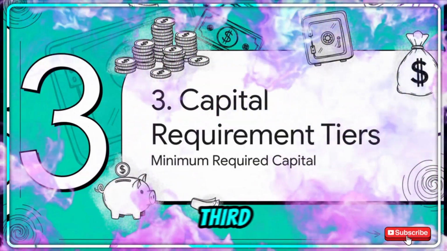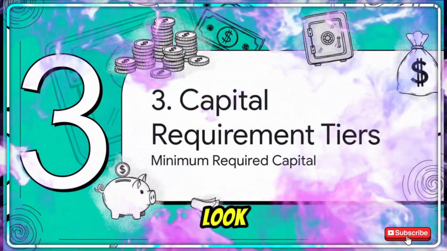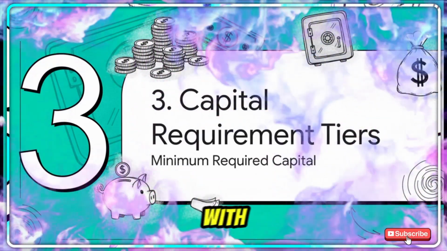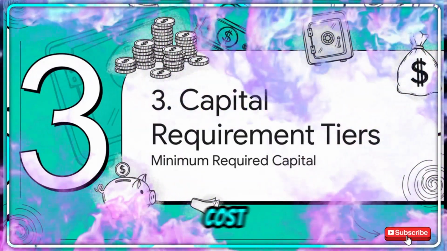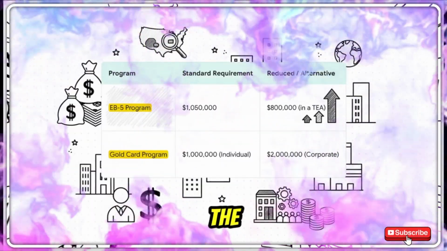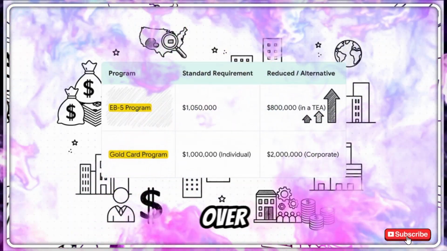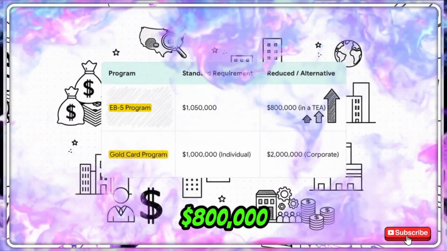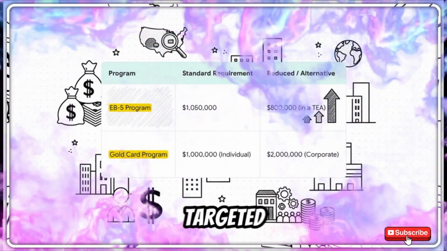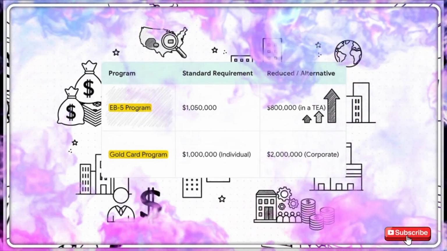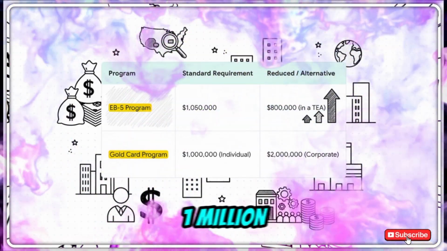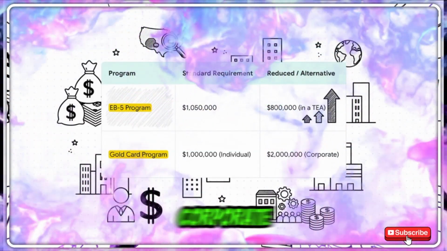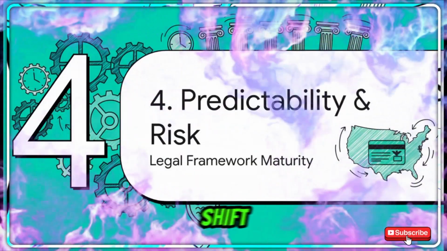Okay, on to our third point of comparison. Let's just look at the raw numbers for a second. The minimum price of admission to even get started with these programs, not even counting the family costs we just talked about. So the standard EB-5 investment is just over $1 million, but, and this is a big but, it can drop to $800,000 if the project is in what's called a targeted employment area, or TEA. The Gold Card starts at $1 million for an individual, and there's also a separate $2 million option for corporate sponsorship.